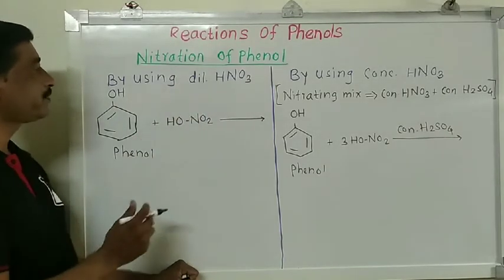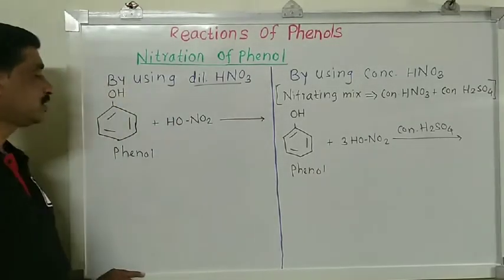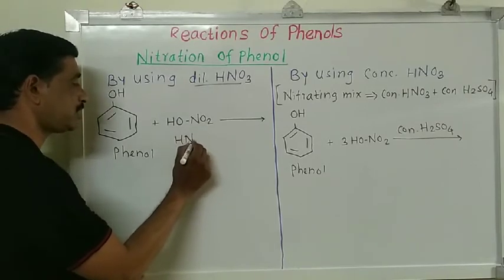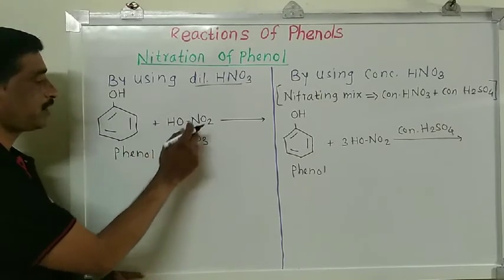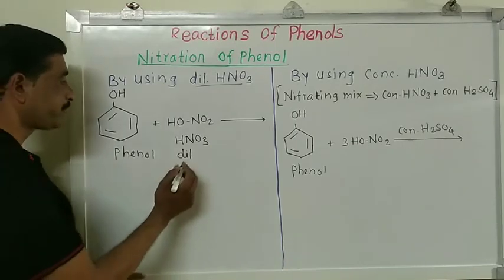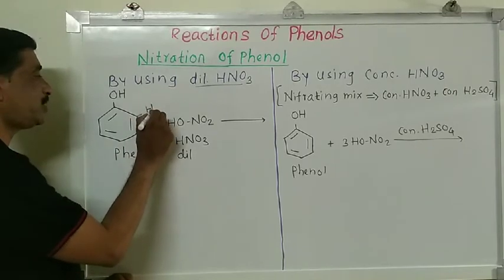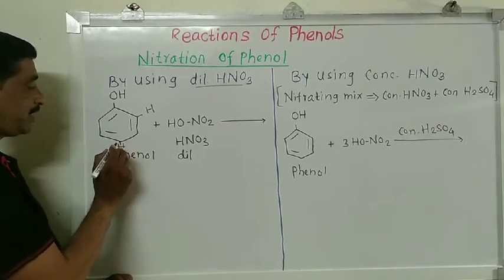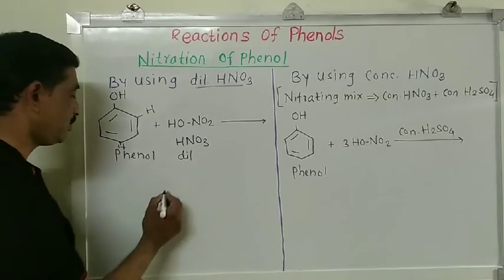First we consider nitration of phenol by using dilute nitric acid. So when phenol is reacted with dilute nitric acid, HNO3, for our convenience, it will be written as HONO2. Then the nitration of phenol takes place by replacement of hydrogen atom from the ortho position and from the para position, and here we get the mixture of orthonitrophenol and para-nitrophenol.